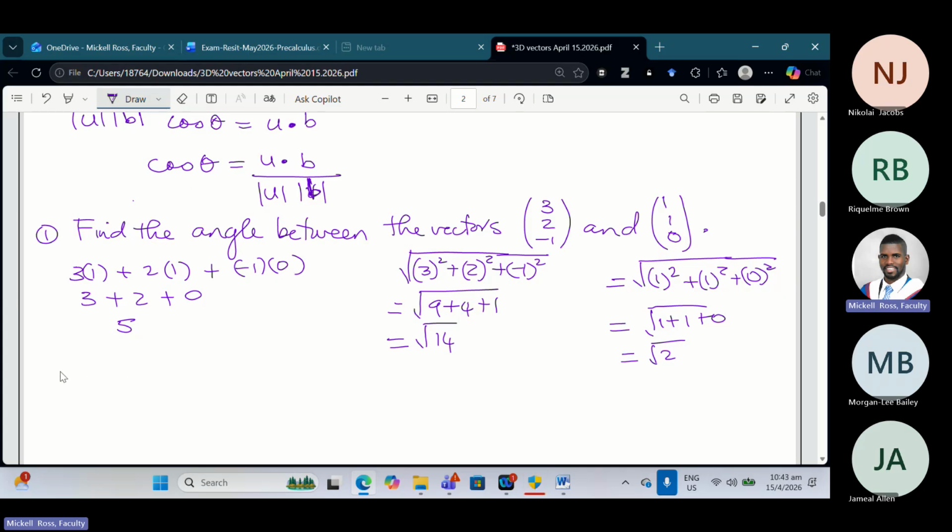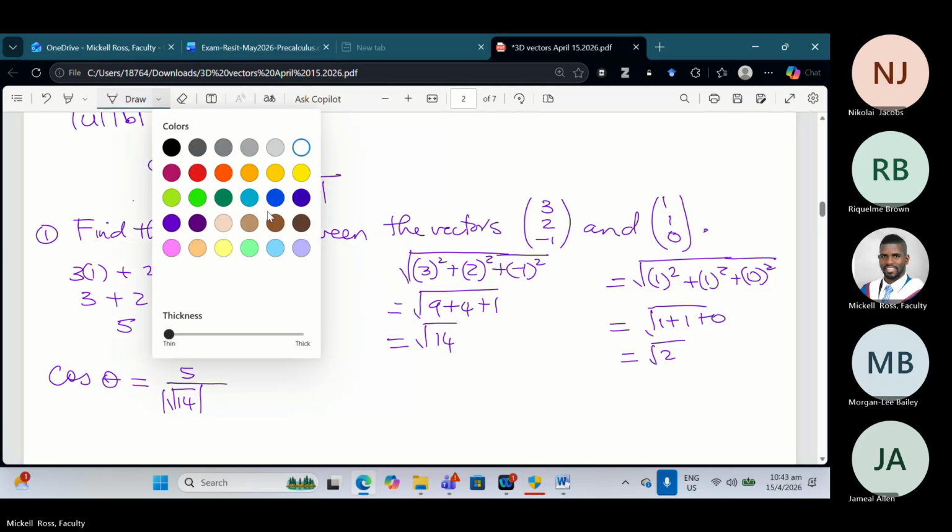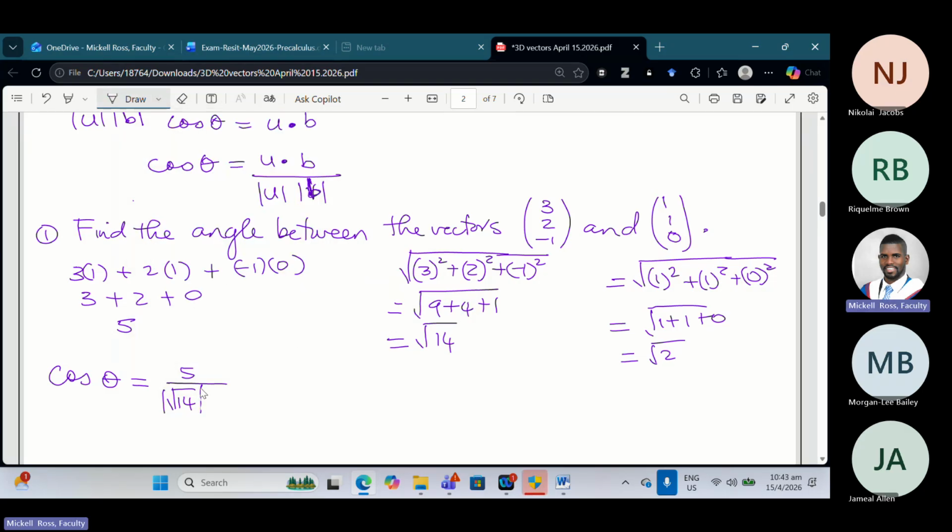So to find the angle, cos of theta is equal to the product of the two vectors, which is 5, divided by the magnitude of the vectors, which is going to be the modulus of root 14. Well, it's just root 14 because we did the modulus already.